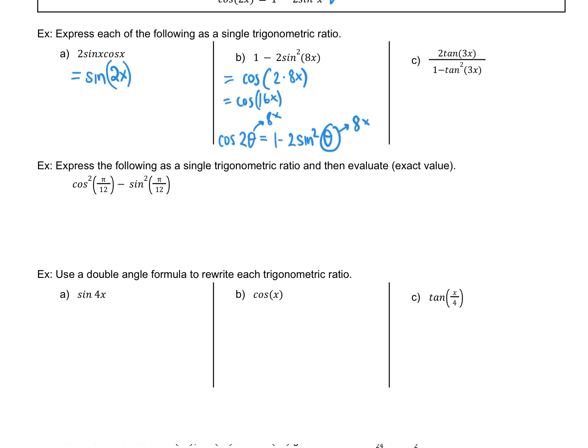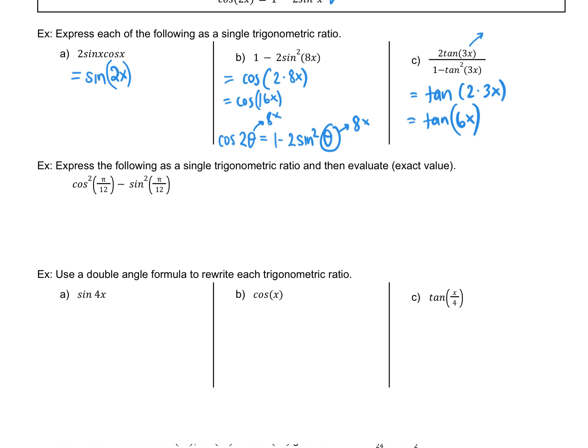All right, for C, we have 2 times tan of 3x all over 1 minus tan squared of 3x. This is your double angle formula for tan, but here our theta is 3x, which means we're going to have tan of 2 times 3x, which is tan of 6x.